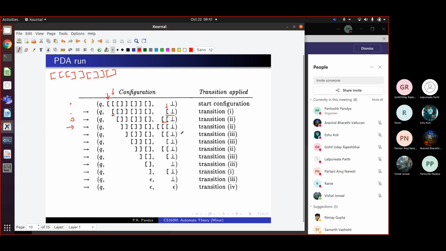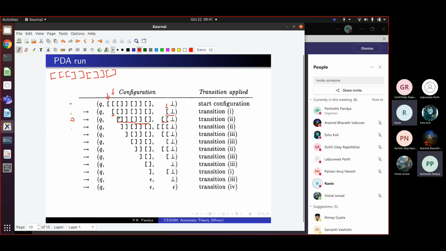Rani, yes sir. So what happens? We are in this configuration marked with a circle. What is the next symbol to be processed in the input word? It's the first symbol of the remaining string. Yes, sir. So which one is it? The open bracket. Yes, correct.